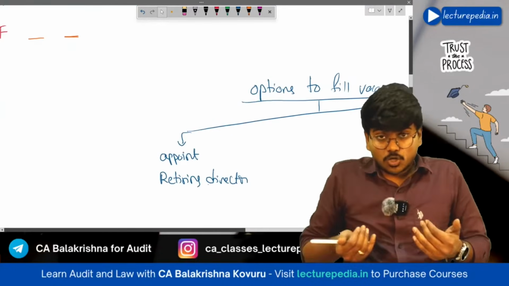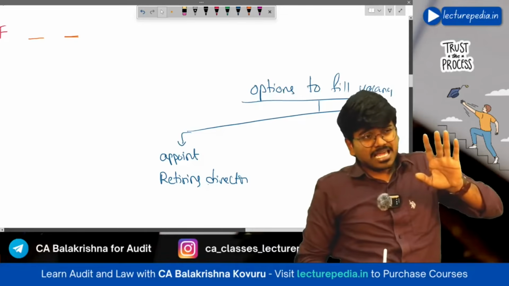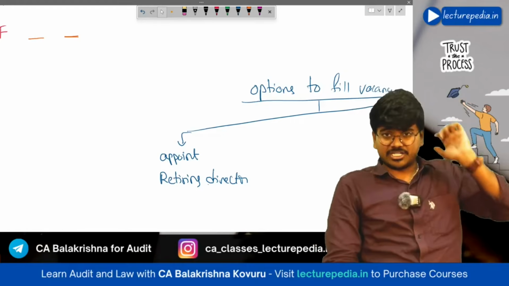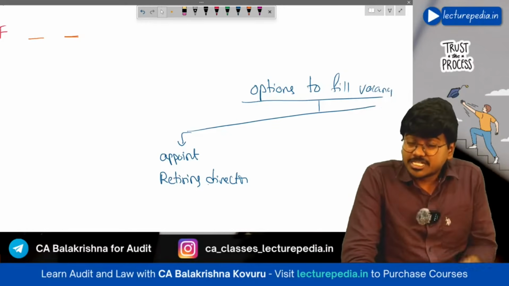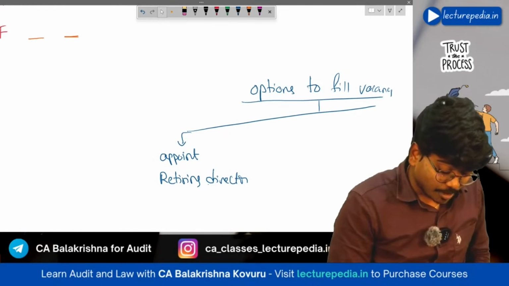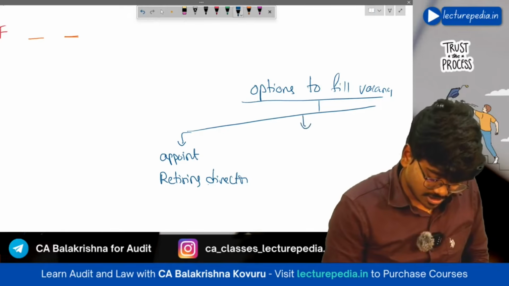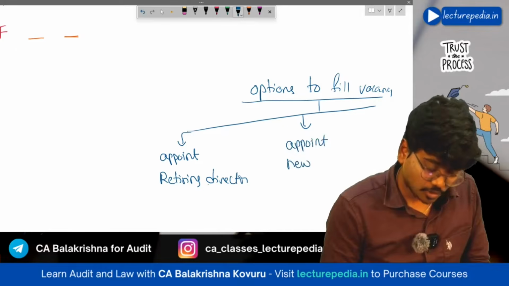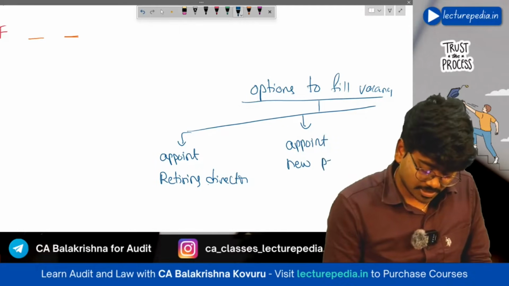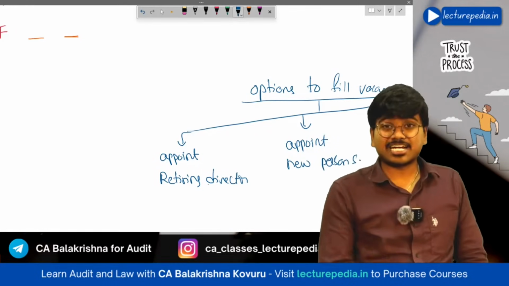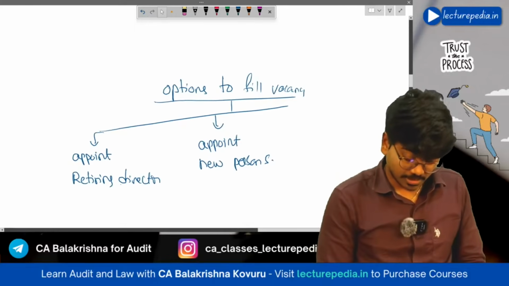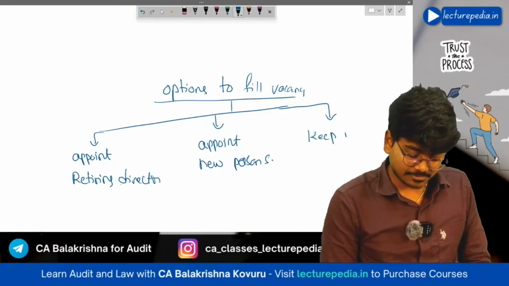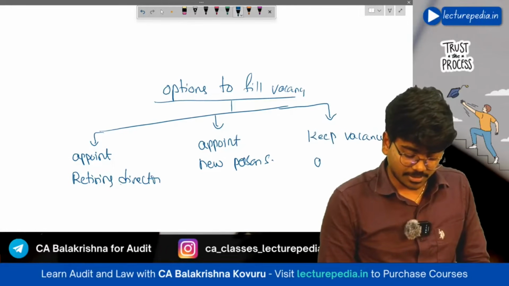Or if the shareholder feels that A and B have not done the work properly, they have not taken proper decisions in the company, then the shareholders can appoint fresh people. That means new people. Appoint new persons as directors to fill the vacancies. This is the second option that is available. The third option that is available is keep the vacancy as it is.